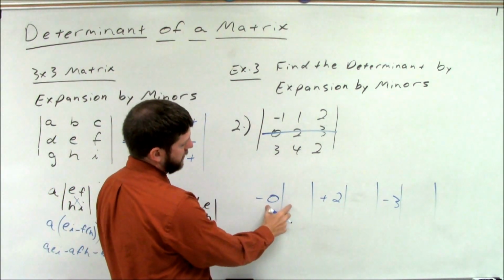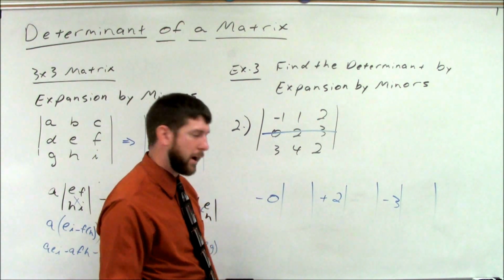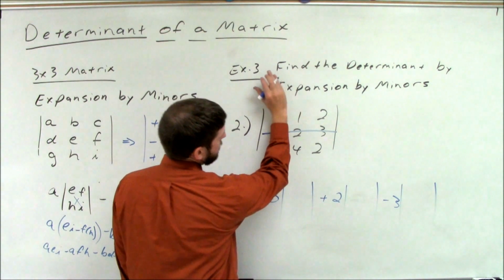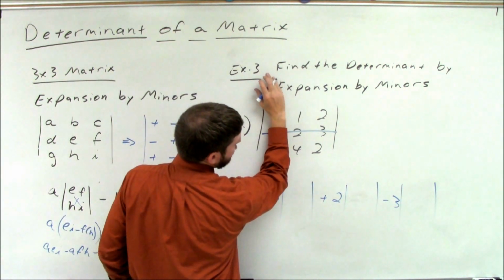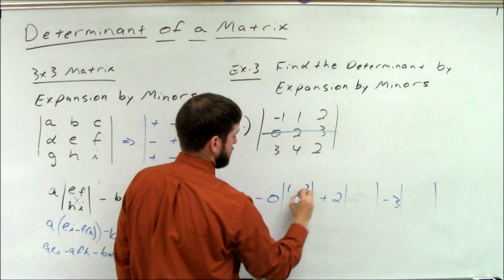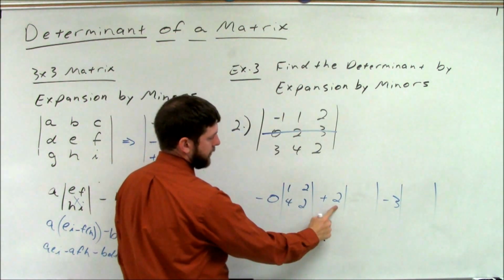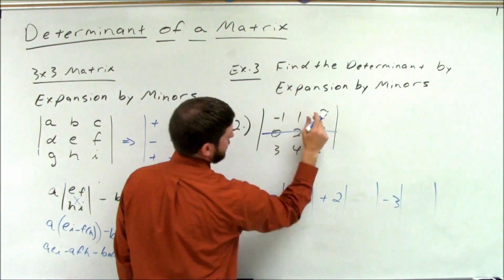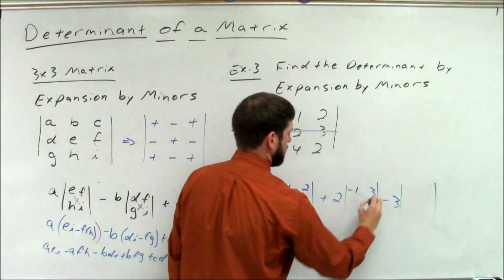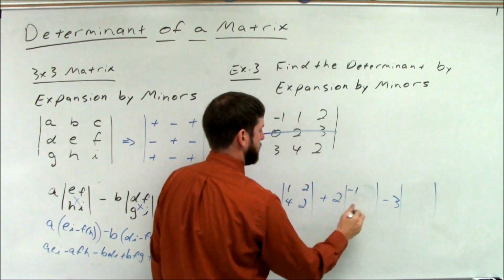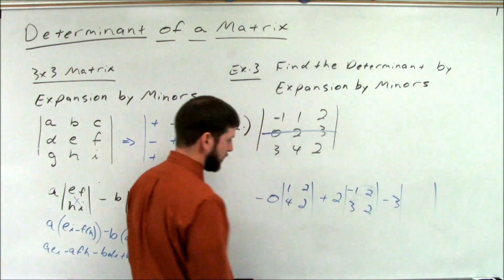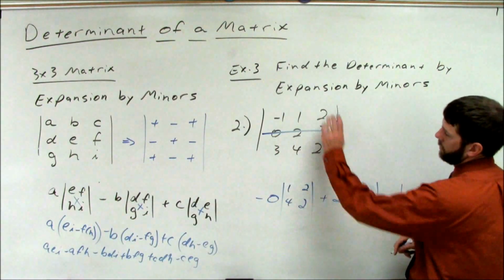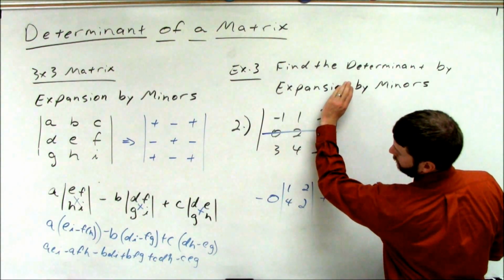Now we want to find the matrix for 0. It doesn't really matter because it's only going to all cancel out anyways, but just good practice. So eliminate his row, eliminate his column, and you can see we're left with 1, 2, and 4, 2. Now the 2. We've eliminated his row, eliminate his column, and you're left with -1, 3, and 2, 2. And finally, the -3, or the 3. We eliminate his row and his column, and you're left with -1, 1, and 3, 4.